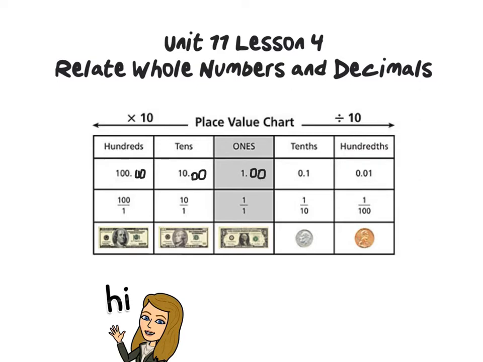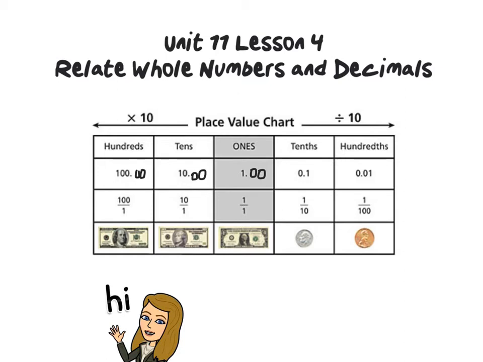Shown with fractions, you can see, remember we were putting whole numbers over 1, so 1 over 1 is equivalent to the number 1 whole. 10 over 1 equals 10, and 100 over 1 equals 100.